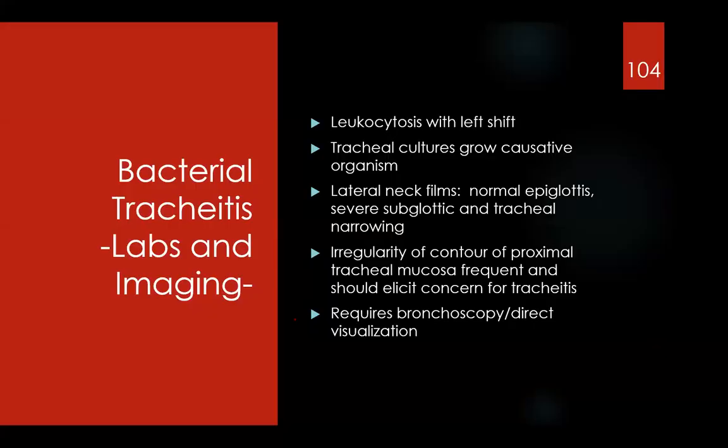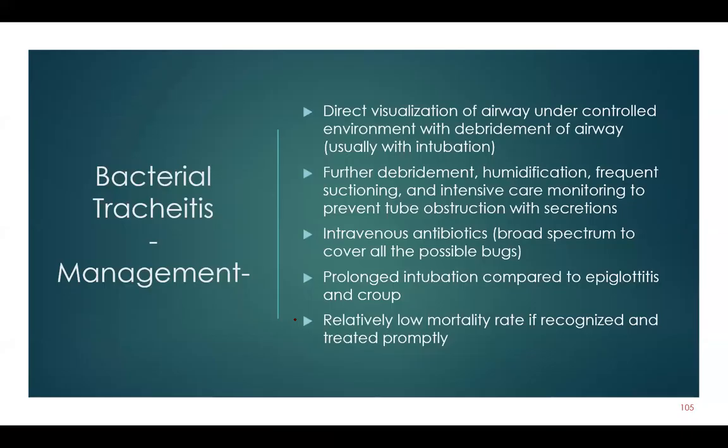All right, what else are we going to see? Well, we're going to see a left shift, which we already talked about. We're going to see some tracheal secretions because we need to get down there and get a culture. We're going to see on the lateral film a normal epiglottic region, and there may be severe subglottic narrowing or tracheal narrowing, that severe steeple sign, and irregularity of the contour of the proximal tracheal mucosa. They're going to be sick as stink. This requires direct bronchoscopy to diagnose, so this kid is going in a bird, once we stabilize them, to a hospital where this can be done.